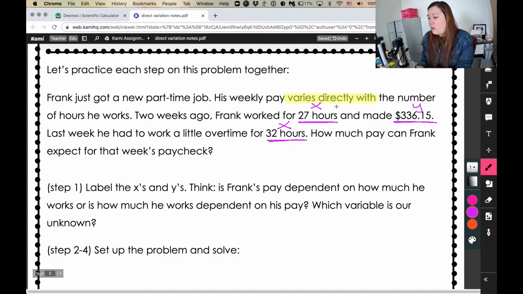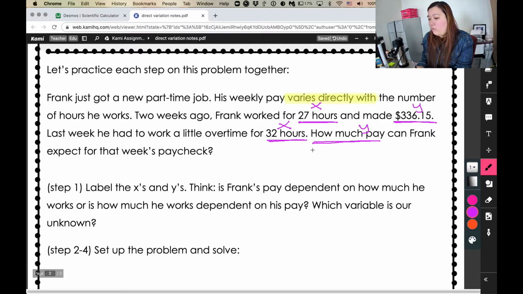So we have one pair, here's an X and a Y that go together, and then last week he had to work overtime for 32 hours. We don't know how much he made. That's what we're trying to figure out. So this question here, how much pay can he expect? That's our missing Y right there.